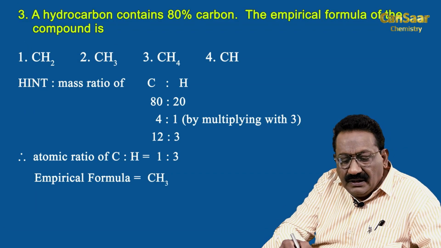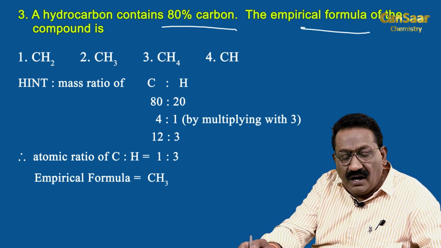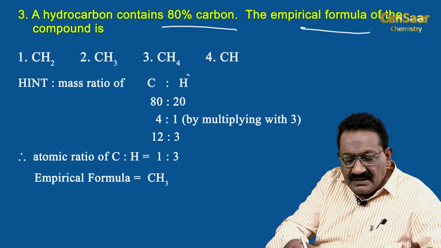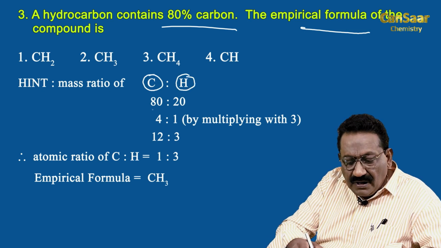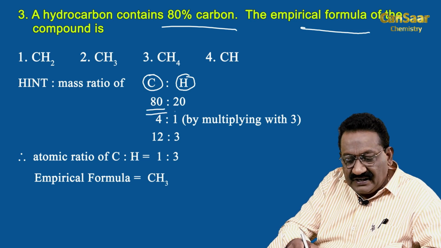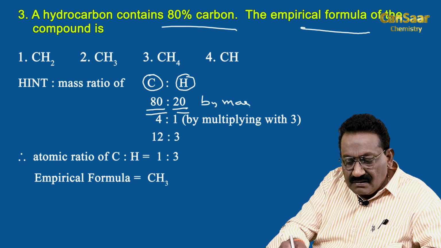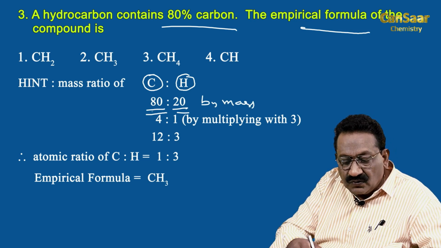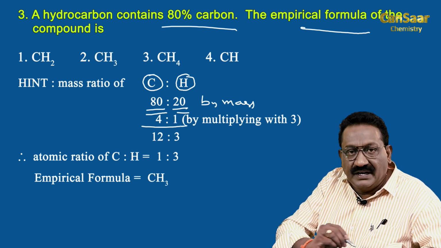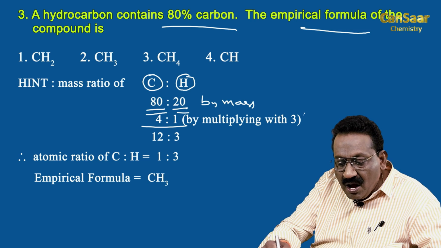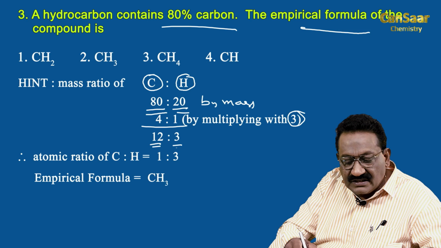A hydrocarbon contains 80% carbon. Then what is its empirical formula? Hydrocarbon means it has hydrogen as well as carbon. As carbon percentage is 80, definitely hydrogen is 20 by mass. Dividing by 20, 2 4s are 80, 2 1s are 20, that is 4:1. This 4:1 ratio multiplied by 3, so that 3 4s are 12, 3 1s are 3.